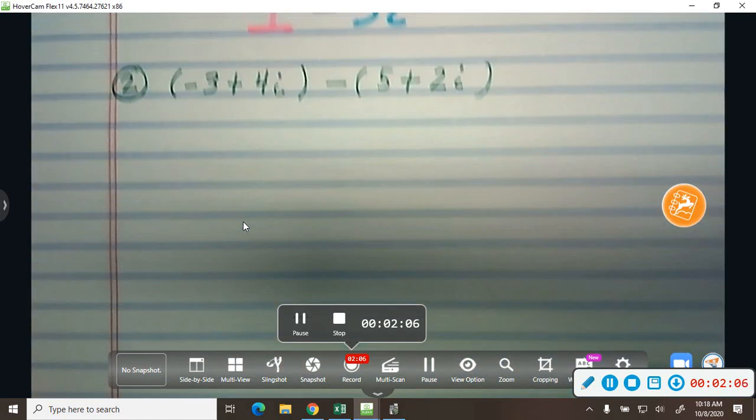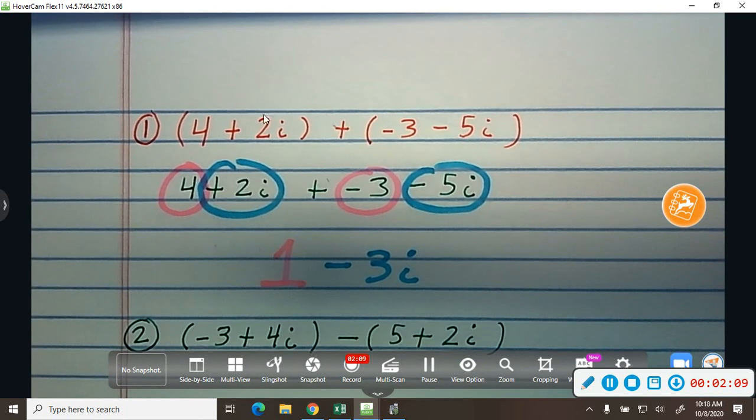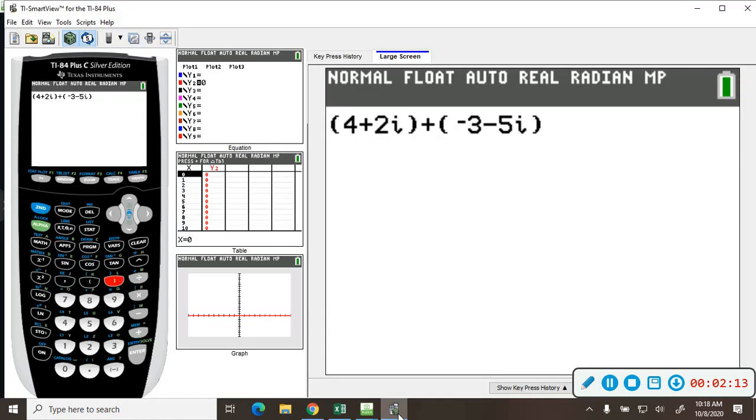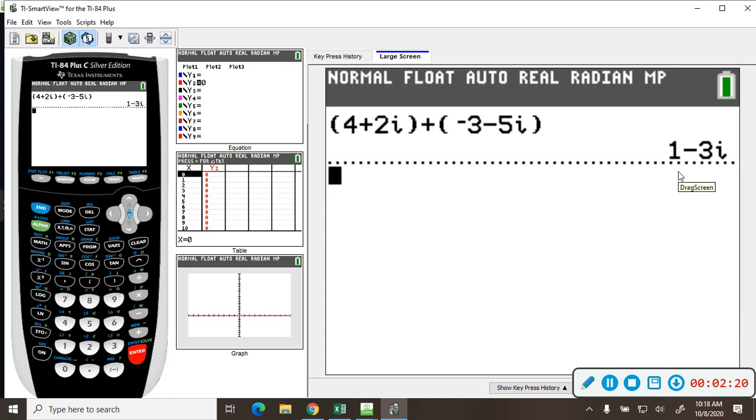Okay, so also on number 1, before we start number 2, your calculator is smart enough to get 1 minus 3i by itself. So if I go to the calculator and I type it in, notice it gets 1 minus 3i. So when you type it in, you hit enter, you get 1 minus 3i. Where does the i come from? It's the period, it's in blue, so I'd hit second period to get the i.